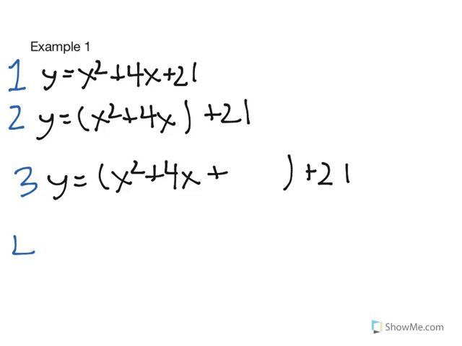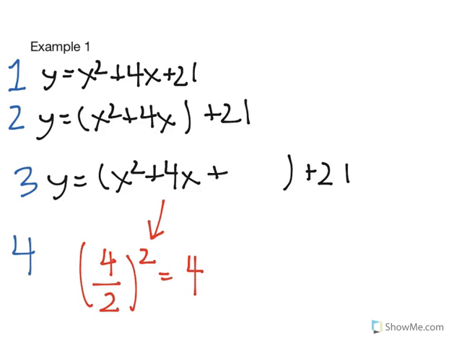Now for our fourth step, we're going to take b, which in this case is 4. We're going to divide it by 2, and square it. And that answer you'll get is 4. So you'll add that to the inside and subtract 4 from the outside. Always add the inside and subtract the outside.